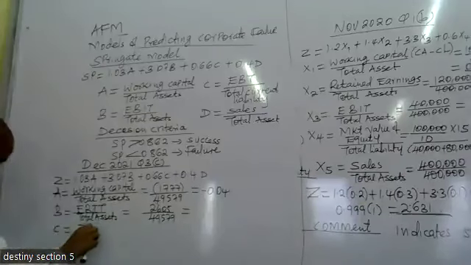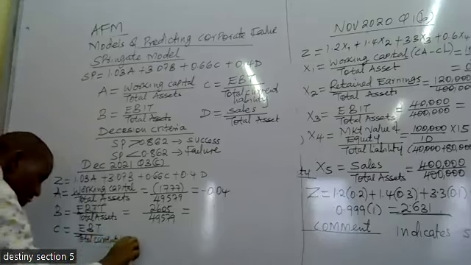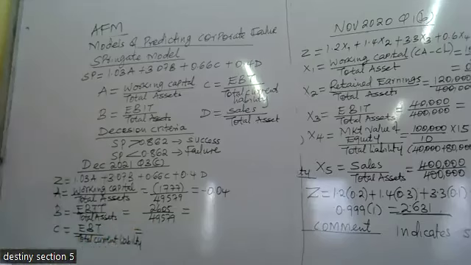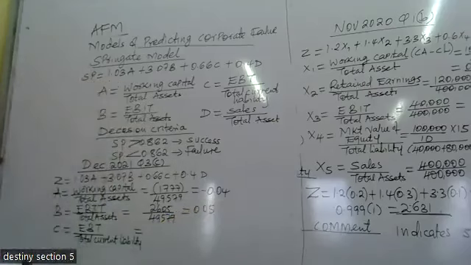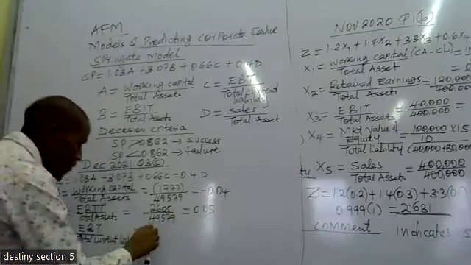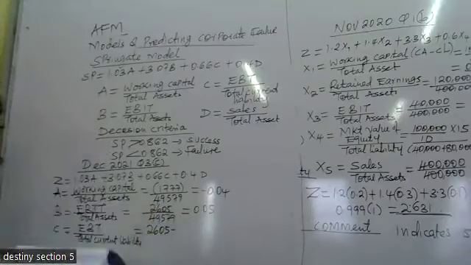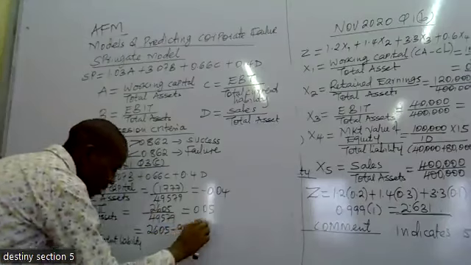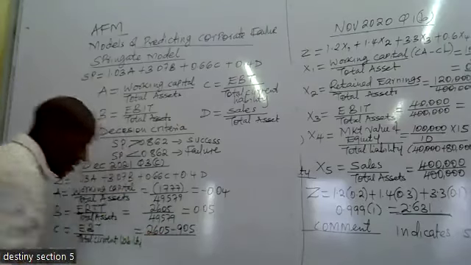Then C is the earnings before tax divided by total current liability. That gives 0.05. Now, earnings before tax is after you less the interest. Therefore, we have the earnings here, 2605. I will minus the interest, which we were given as 905,000, right? And then I divide by total current liability.